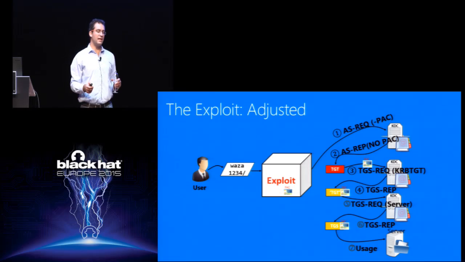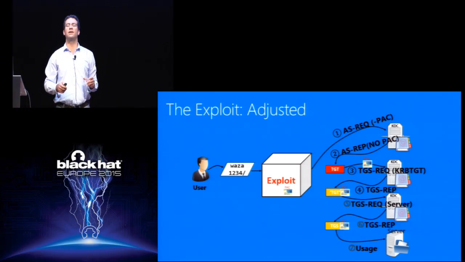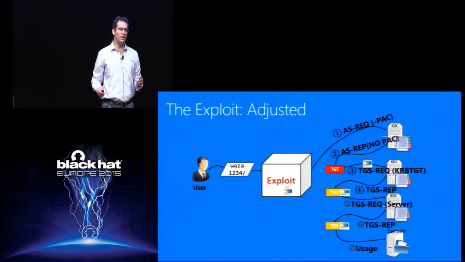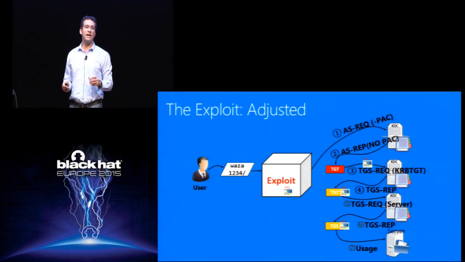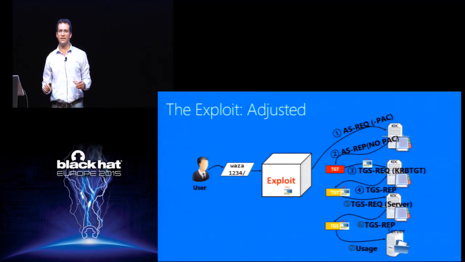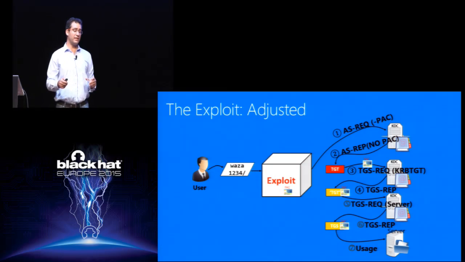So in that attack, instead of directly requesting access to the resource that they want, they have another round. In stage 3 and 4, they send the TGS request. They want specific access to the Kerberos internal service, the Kerb TGT. And usually it is used to renew a ticket. If you have a ticket that is about to expire, you create a TGS request to Kerb TGT and you get a new one. So that's what they do.